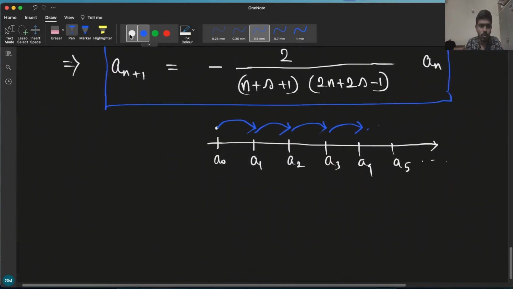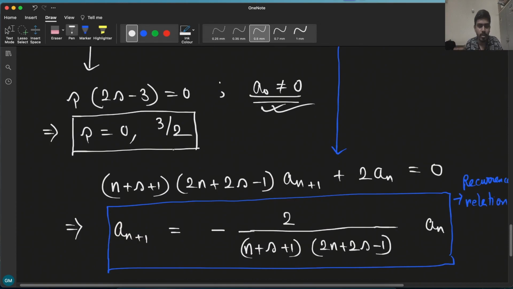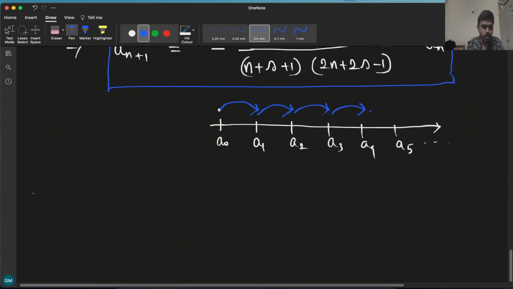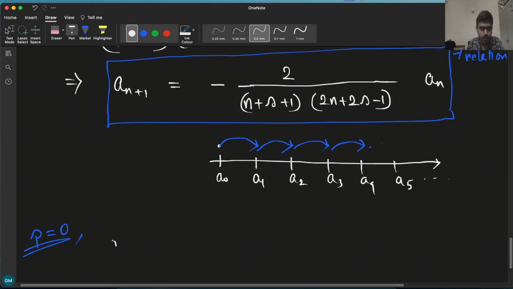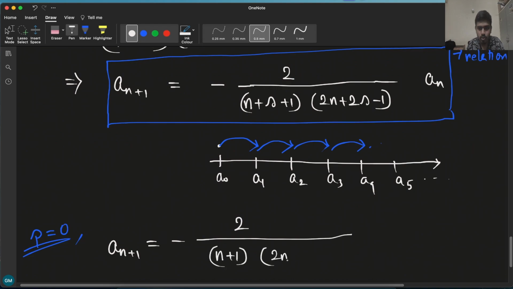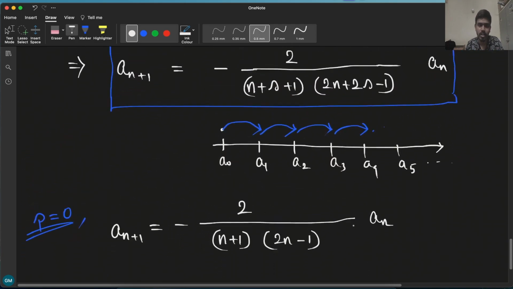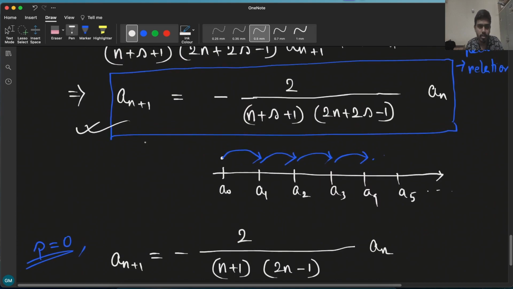Good. So now we have, so s can take two values, one is s equals to 0, another is s equals to 3 by 2. Okay, so let's see what happens if s equals to 0. Okay, so the recurrence relation will be then an plus 1 equals to minus 2 divided by n plus 1 times 2n minus 1 times an. This is now our recurrence relation. I have put s equals to 0 here. Okay.